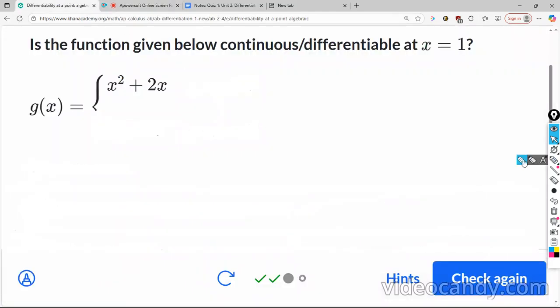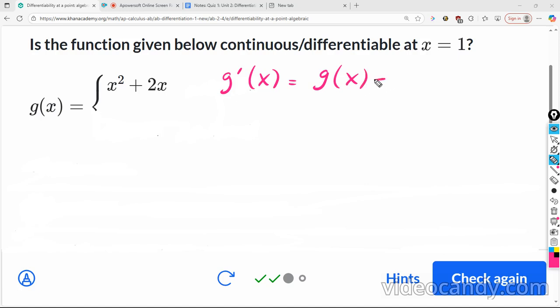One function at a time here. So again, for g prime of x, that's going to be g of x minus g of t over x minus t. I should have written in the front here the limit as x approaches t.